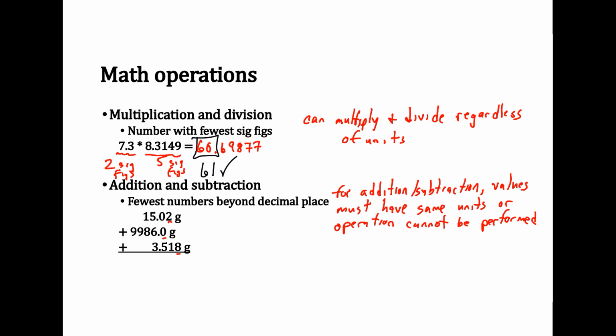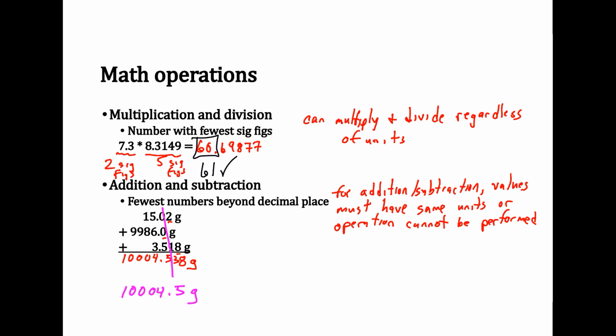So whenever we add this, we should end up getting 10,004.538. But since we can only measure to the nearest tenth, we'll cut it off there. So we'll actually have to round this to 10,004.5 grams. And see, it's so easy to forget your units. I forgot to write my grams up here. So you're going to look to see where you're going to cut it off.